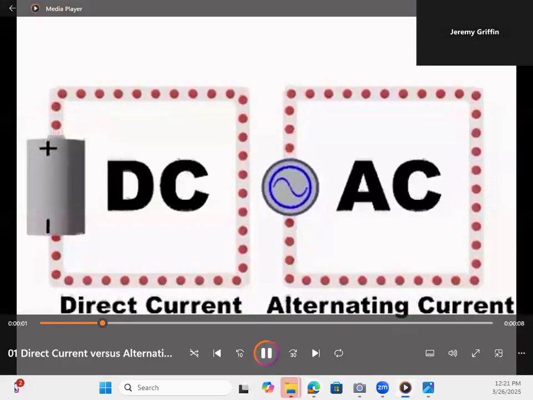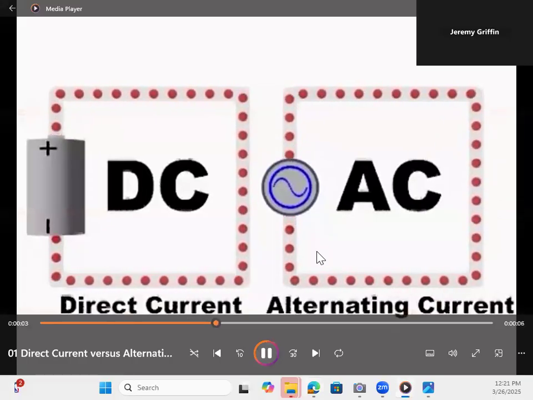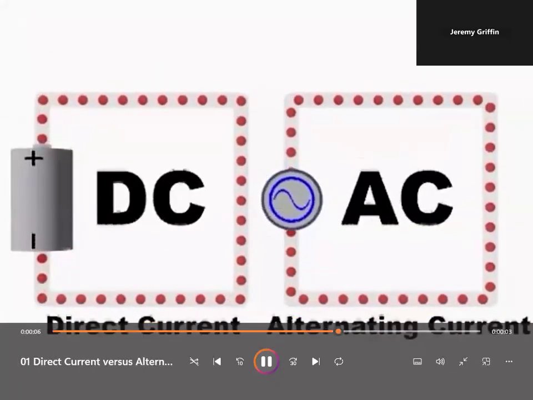Okay, so let's get an animation here. So here are the two main forms of electricity: direct current and alternating current.